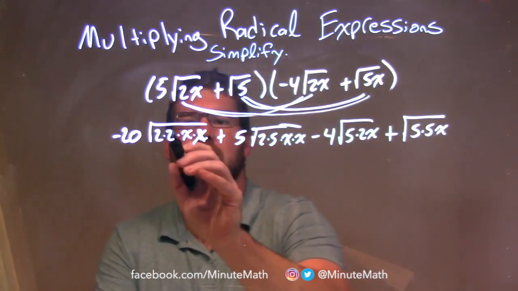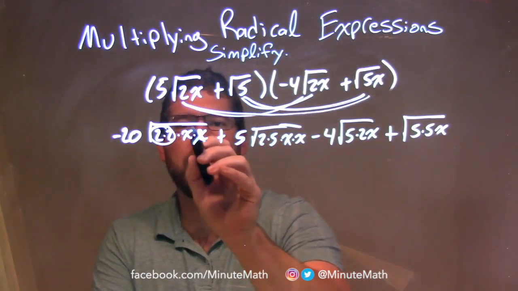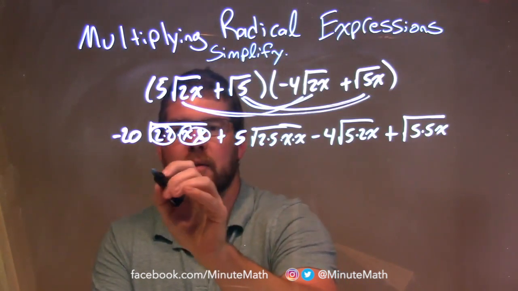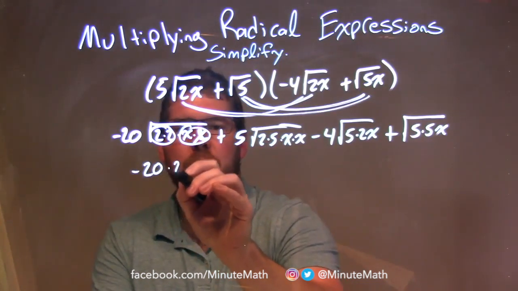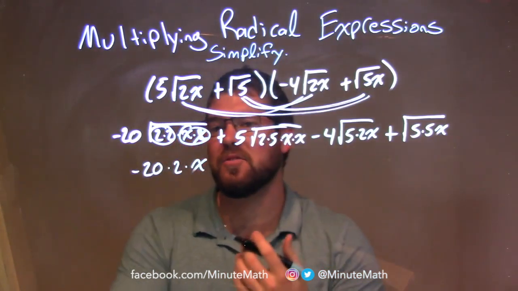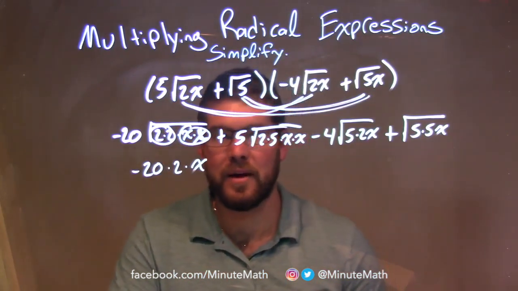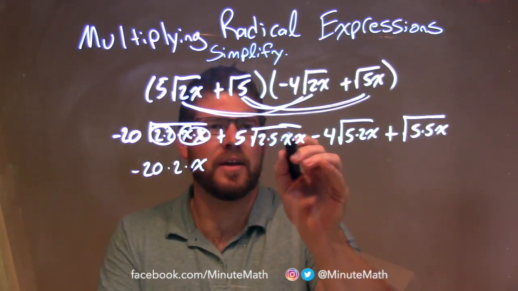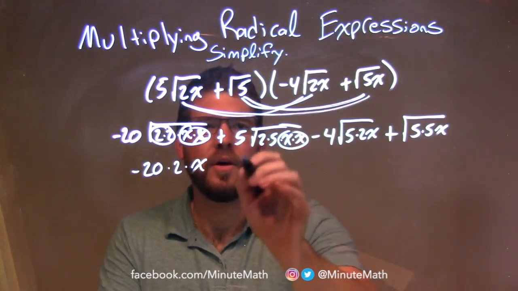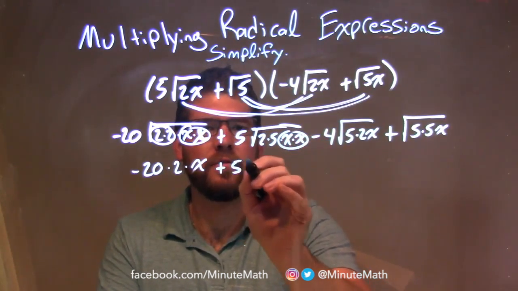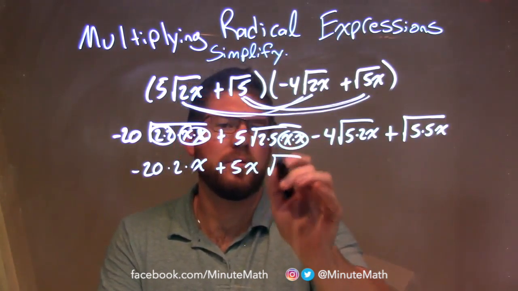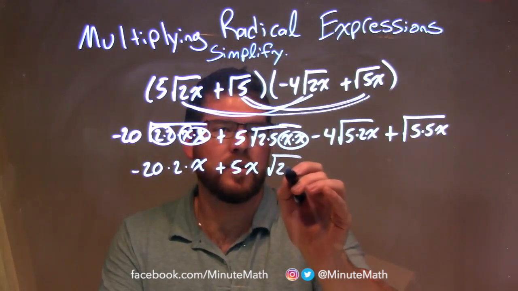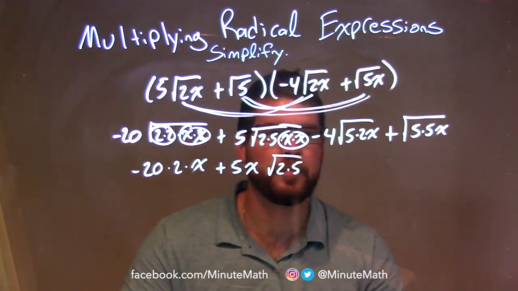Well, we see a pair of 2's here and a pair of x's. Since I have that, I can come on the outside. We have minus 20 times 2 times an x, and then there's nothing left in the square root, so we're kind of done with that. Here, I don't see anything except for a pair of x's. So the pair of x's come to the outside, so we have 5x here. The square root of 2 times 5, which is left over on the inside, we just leave it like that, 2 times 5 for right now.